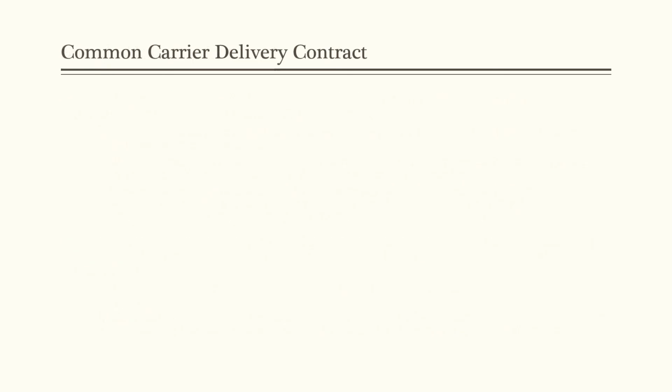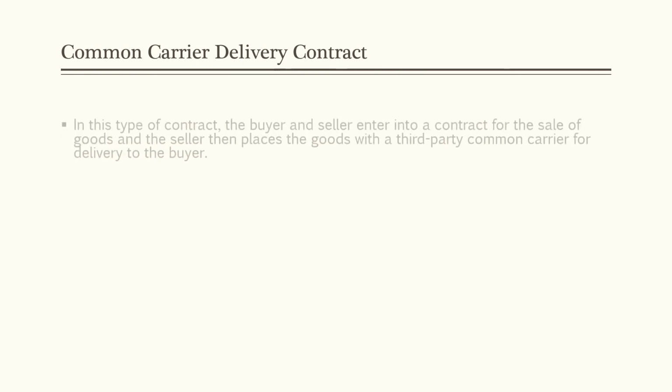Next, we'll discuss common carrier delivery contracts. Common carriers can be trucking companies, airlines, train companies. Any public or private entity that transports people or goods for a fee is generally a common carrier. FedEx, the United States Postal Service, and UPS are all common carriers.